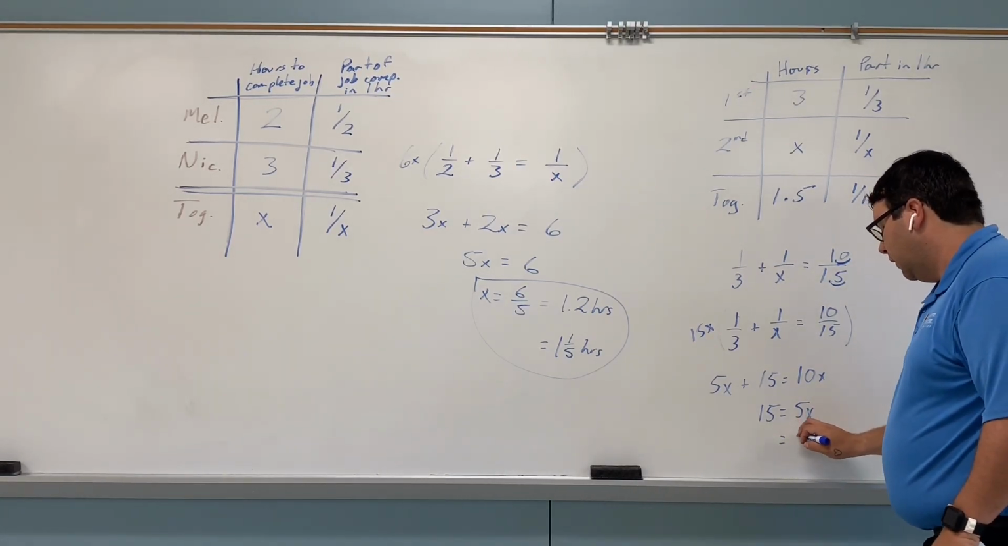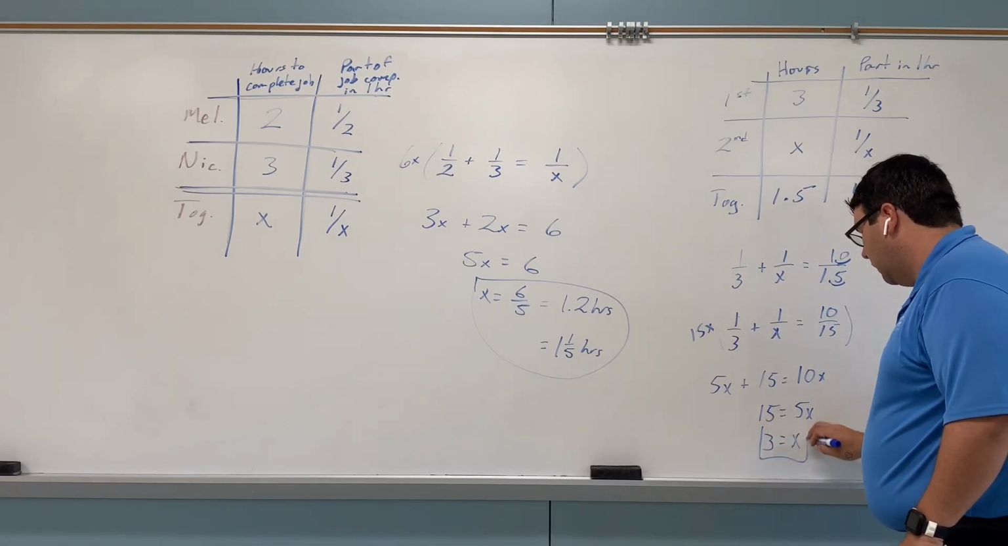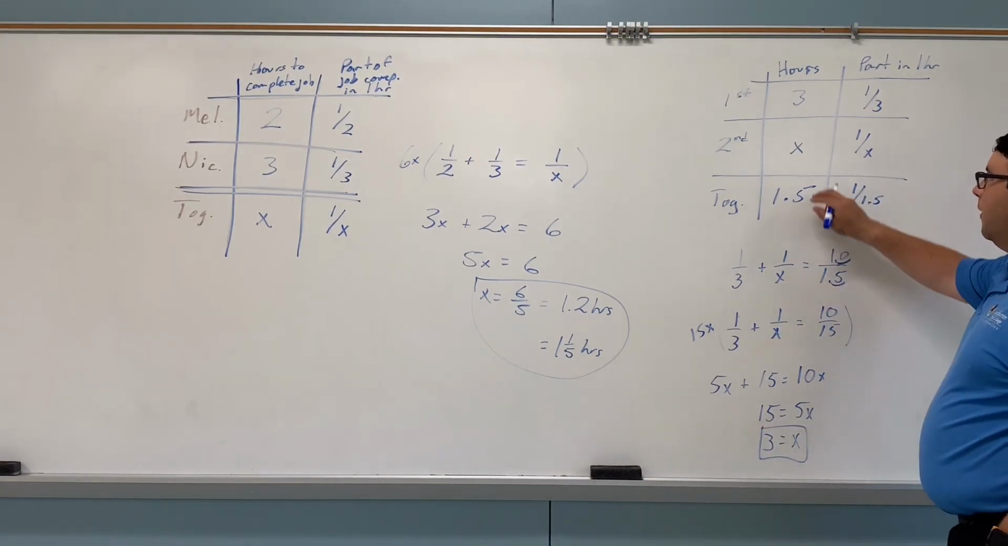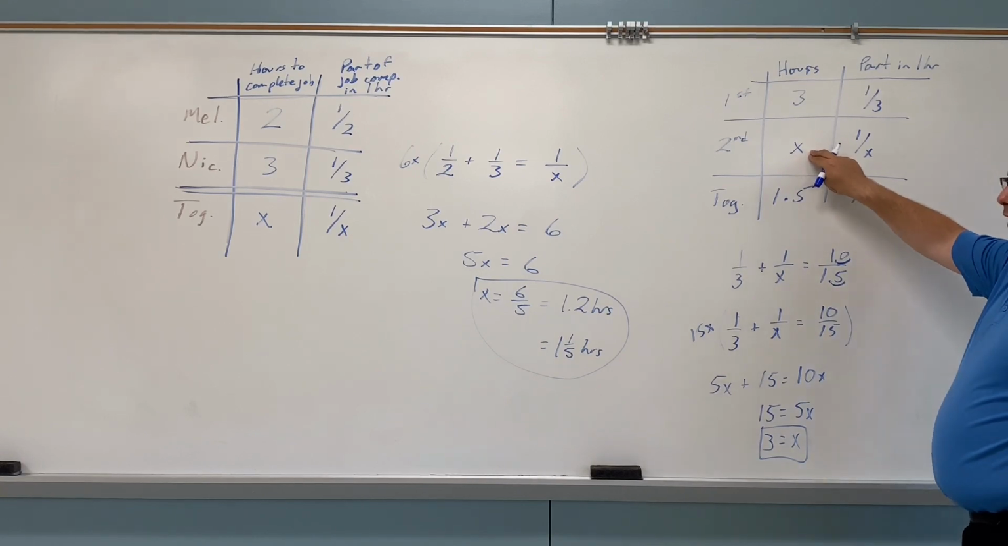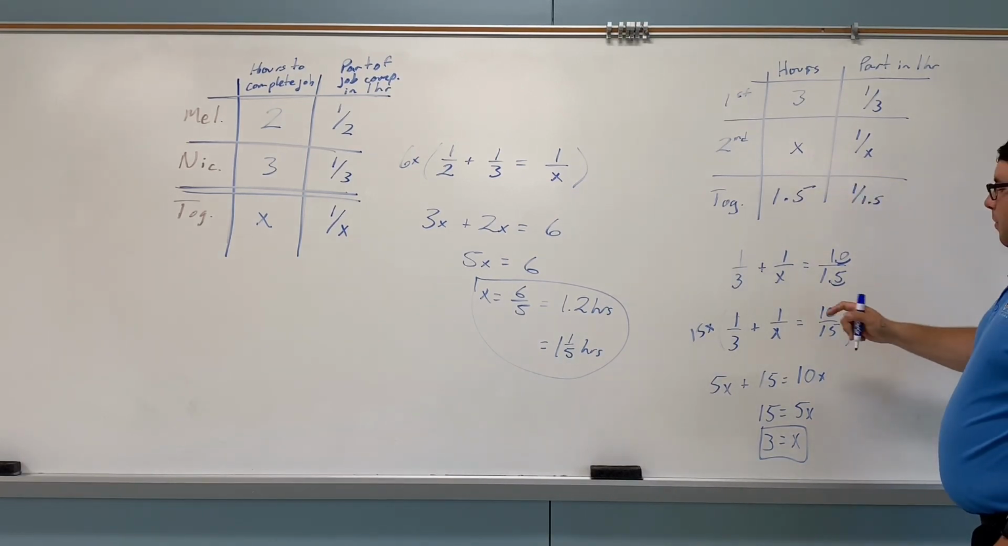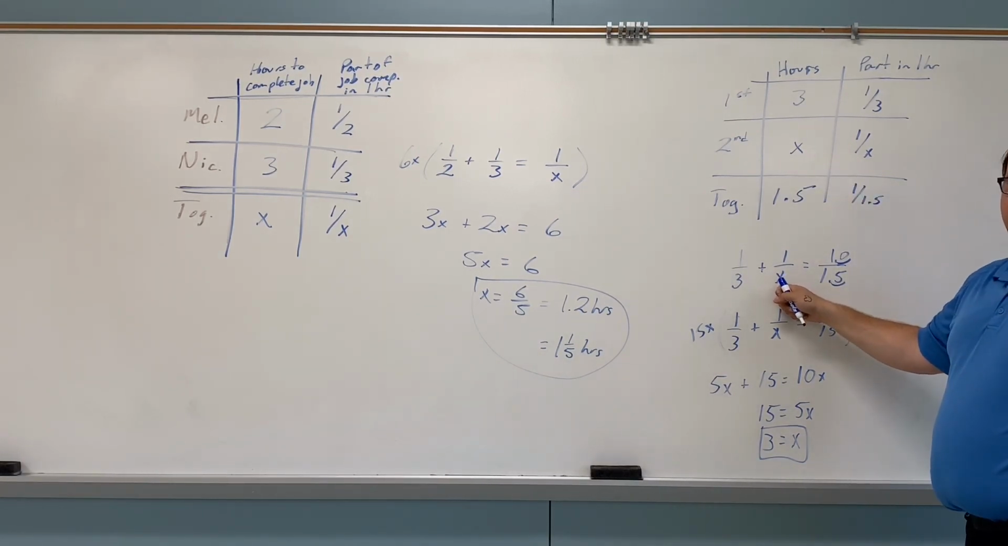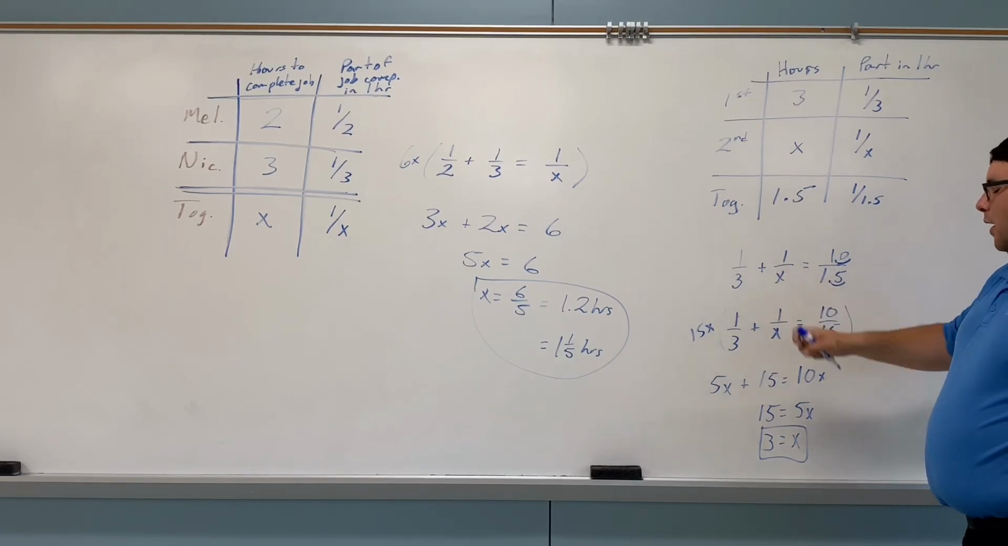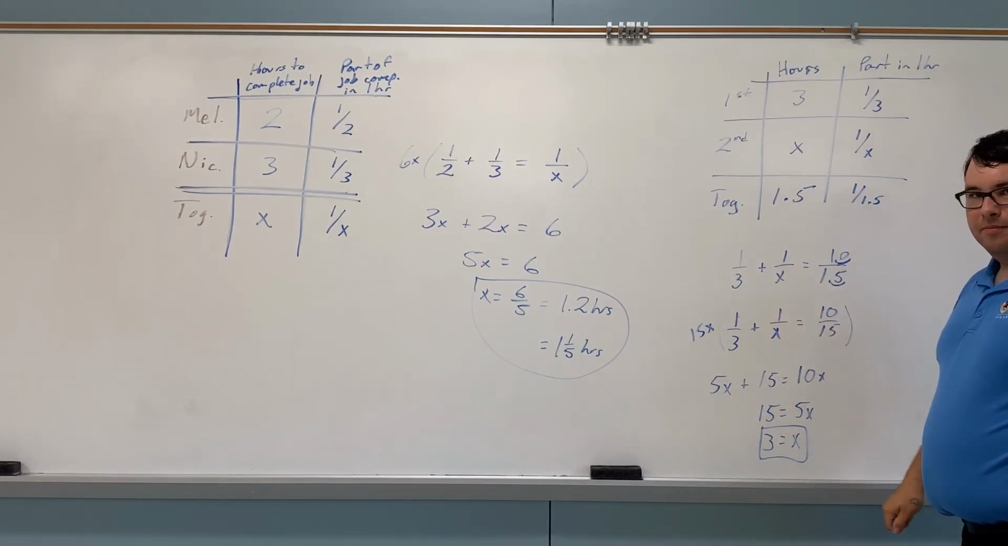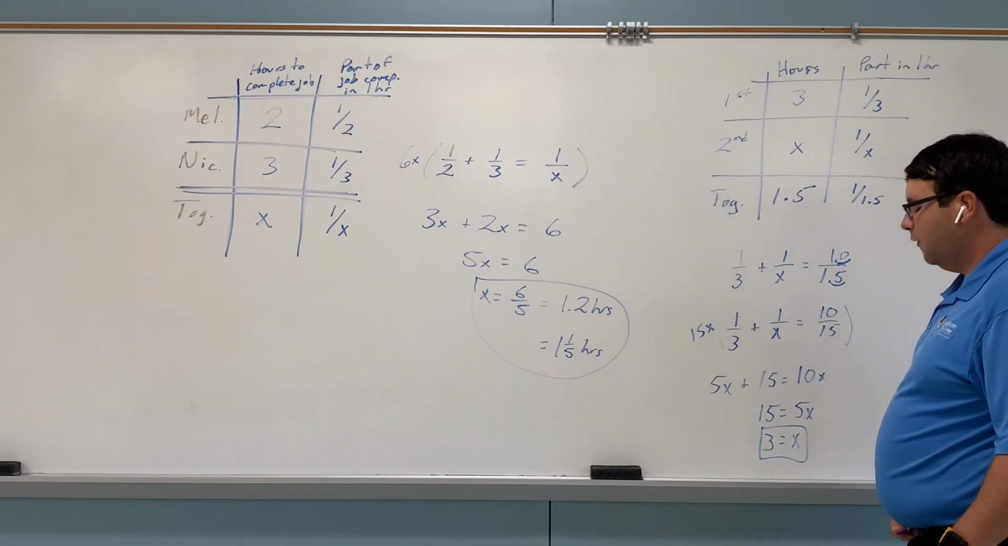Move your 5x over. 15 is equal to 5x. Divide by 5, x is 3. We're talking about 3 hours for the second custodian. Now, keep in mind, I had an x in the denominator. I can't equal 0 here, and so this is not 0. I am good. Okay, very good.